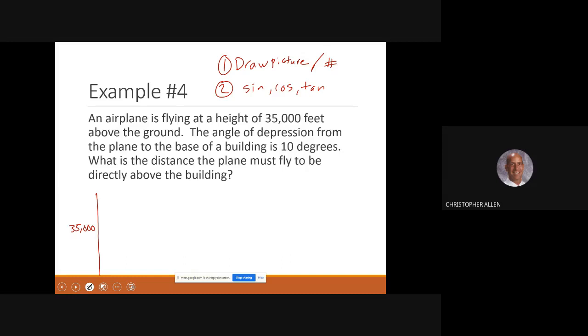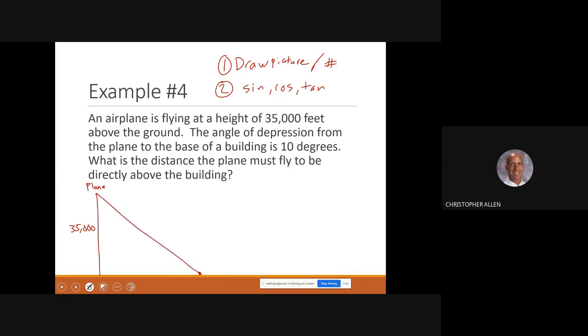And it says that the angle of depression from the plane to the base of a building. So here's the plane, maybe I should write plane up here. And then over here, I'm going to have some building. Let's just put it right here. I'm going to put this at the base of the building. So this is going to come down like this.